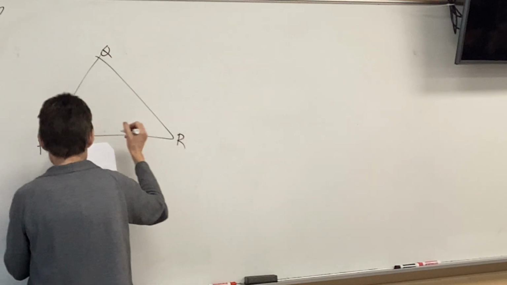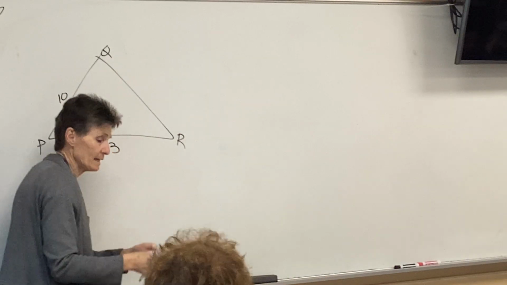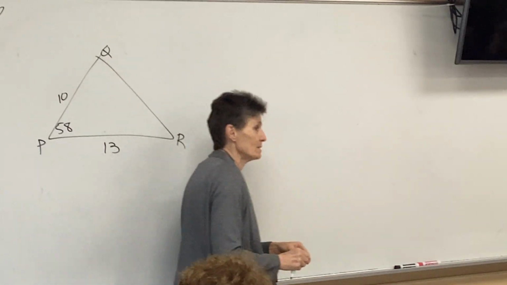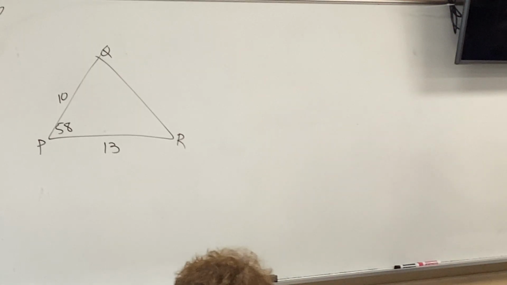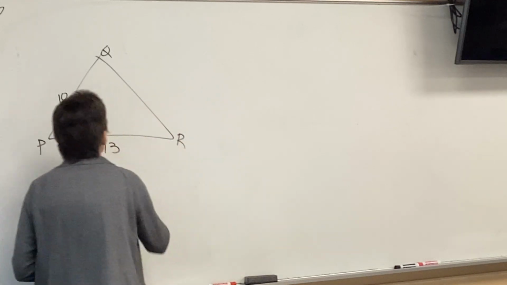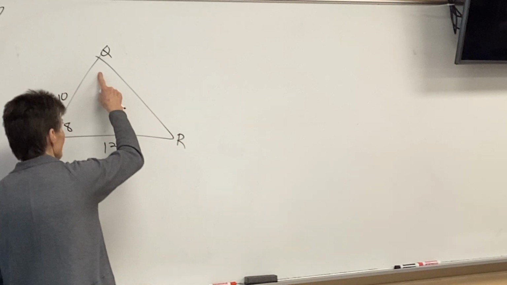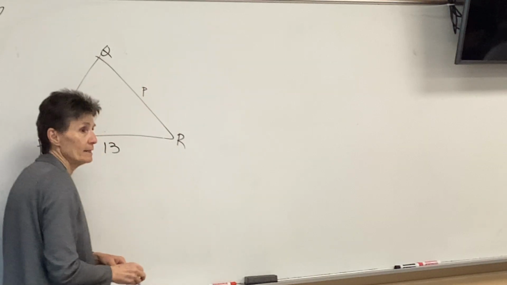And I am solving this triangle. Now, what does that mean again when we solve a triangle? It means we find everything that is missing. So what's missing in this triangle? I don't know angle Q, I don't know angle R, and I don't know side P.